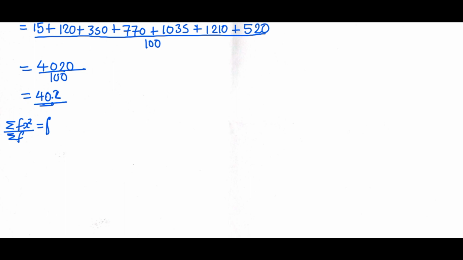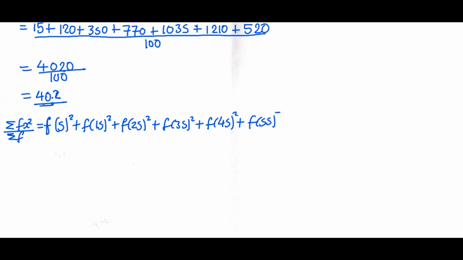Let's begin with the frequency times our first midpoint, 5 squared, plus frequency times 15 squared, then 25 squared, 35 squared plus 45 squared plus 55 squared plus 65 squared, over, we know the total is just 100.